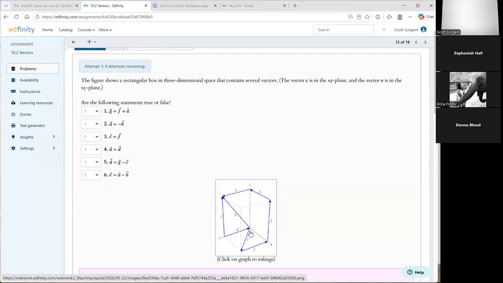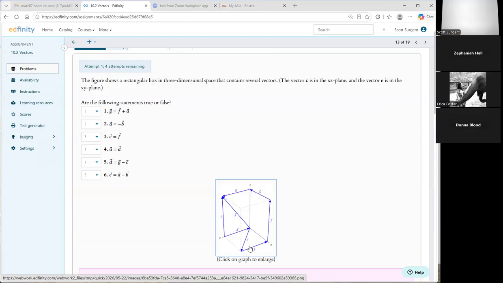Here's the origin. Can you see my little pointer there? Okay, there's the origin. Here's the x-axis coming this way to your left. The y-axis is coming kind of to your right, and the z-axis is going up. But you have to visualize this in three dimensions. So you have to visualize that this is a box, and you have vectors along the edges.